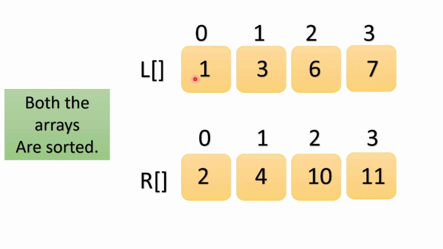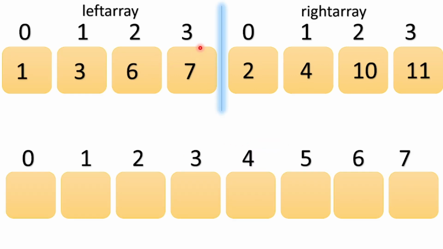Right now you can see both the arrays are sorted. This is the left array, which has indexing 0, 1, 2, 3, and it is also sorted: 1, 3, 6, 7. If we look at the right array, it is also sorted: 2, 4, 10, 11. You have the sorted values here, and this is the index 0, 1, 2, 3. So this is the left array and this is the right array.